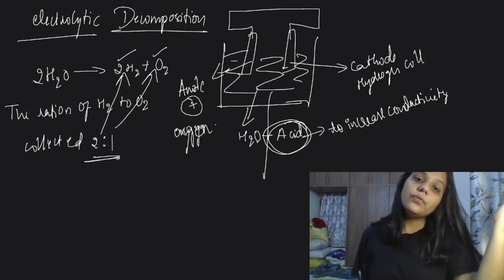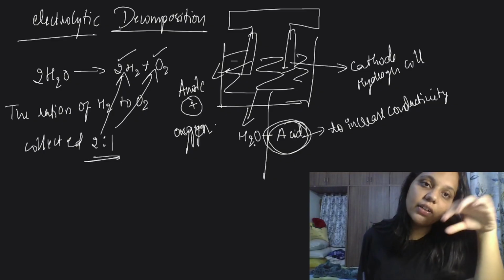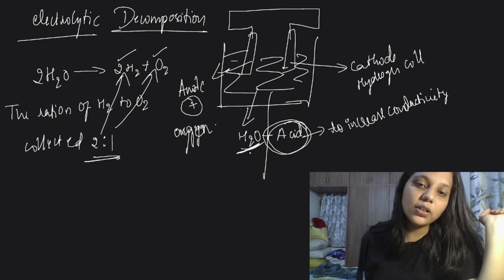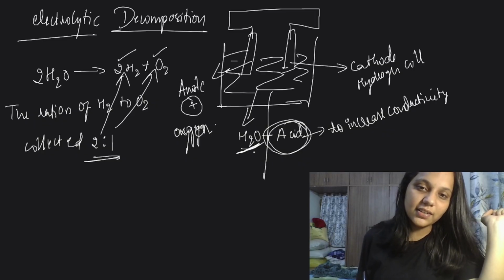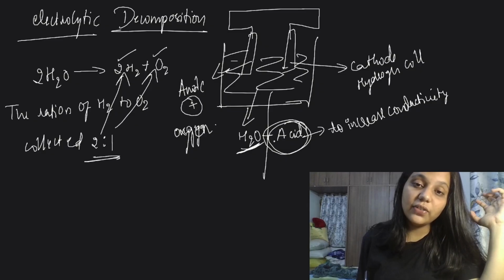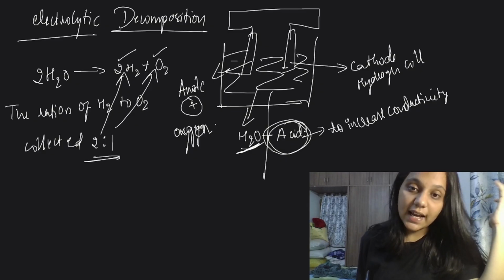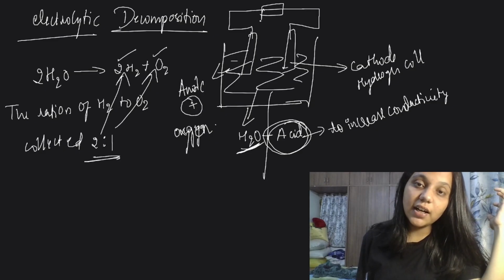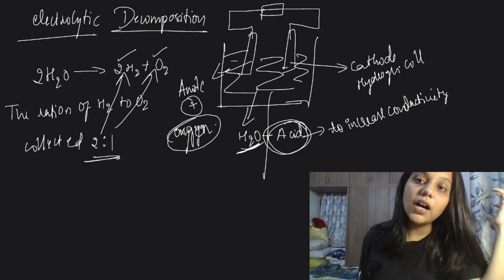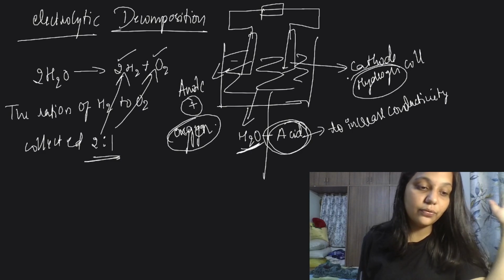So why will we not use only water? Water is very pure, you know? Pure water is a poor conductor of electricity. So in order to increase the conductivity of electricity, we add acid, then only it can conduct, and then only we can get oxygen gas as separate and hydrogen gas as separate forms. Okay.